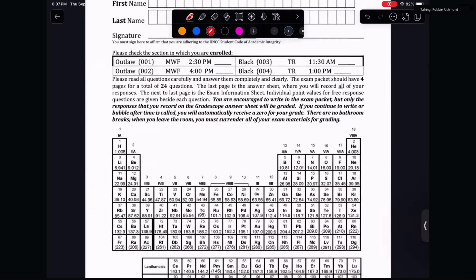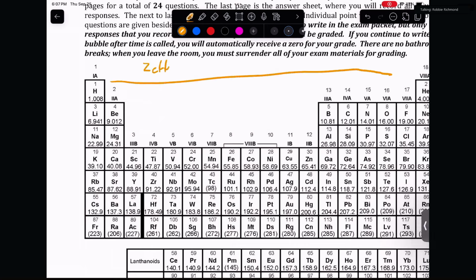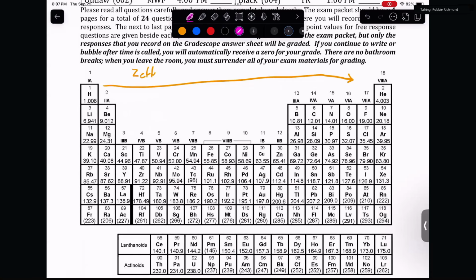So, the major ones that we went over is effective nuclear charge. That increases from left to right. We also went over both atomic radius and first ionization energy. So atomic radius increases from fluorine to francium, which is going to be in pink. Then in blue, I'm going to write the ionization energy trend, which goes from francium to fluorine.